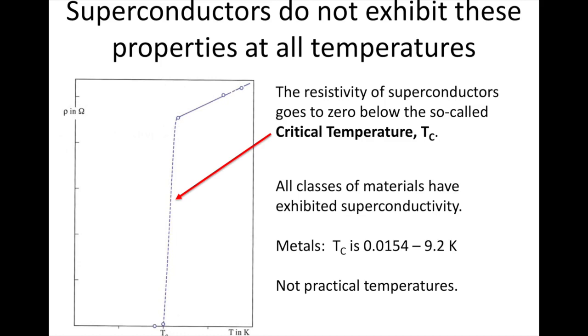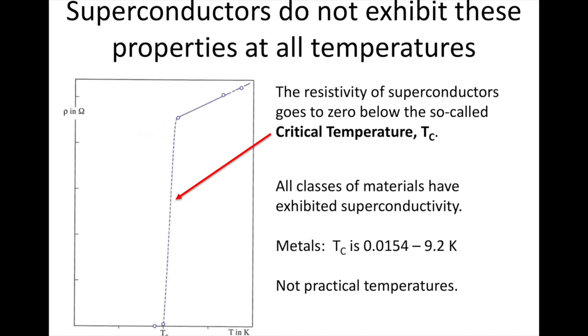This is the temperature below which the resistivity goes to zero, and then also the magnetic flux density goes to zero. All classes of materials can exhibit superconductivity: metals, ceramics, and also polymers as well. However, the critical temperatures are not practical for all of these classes.